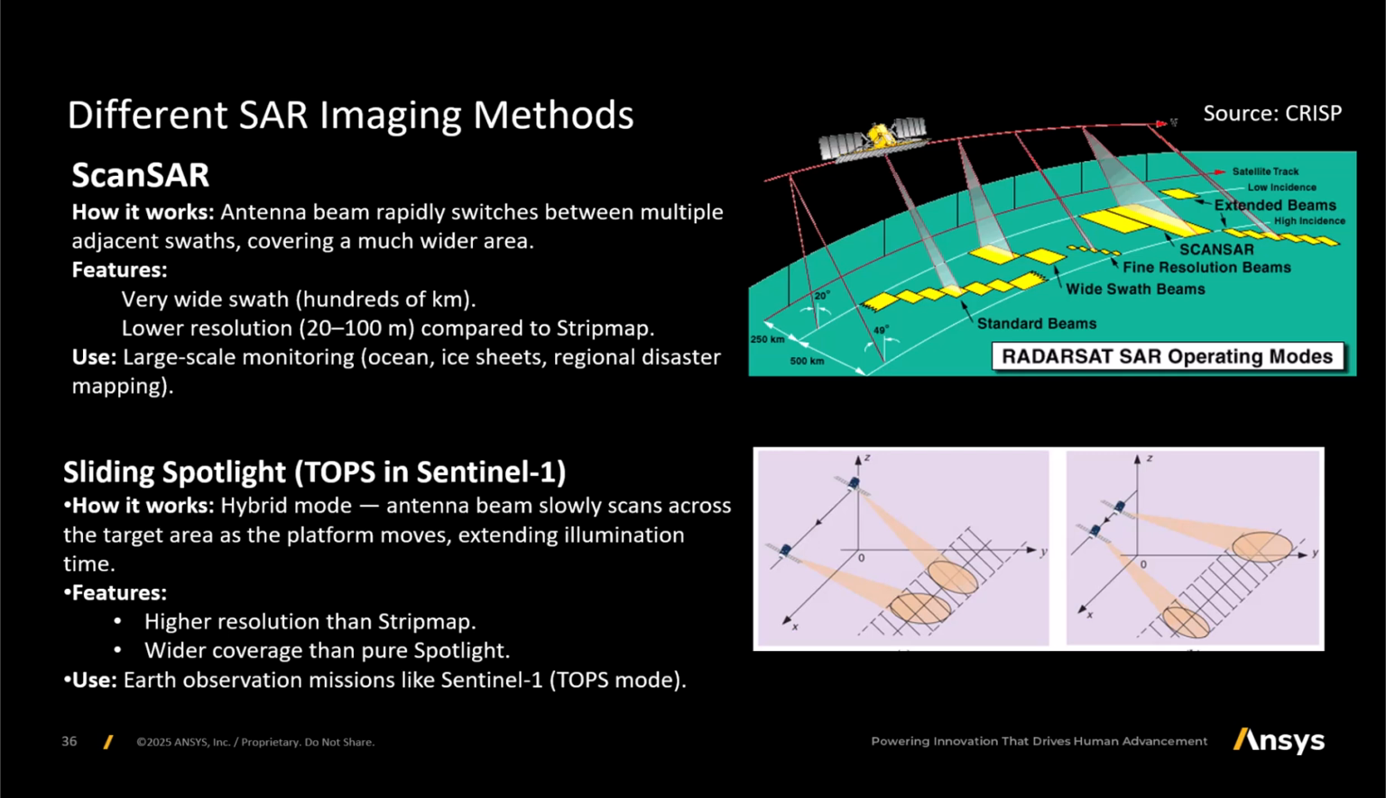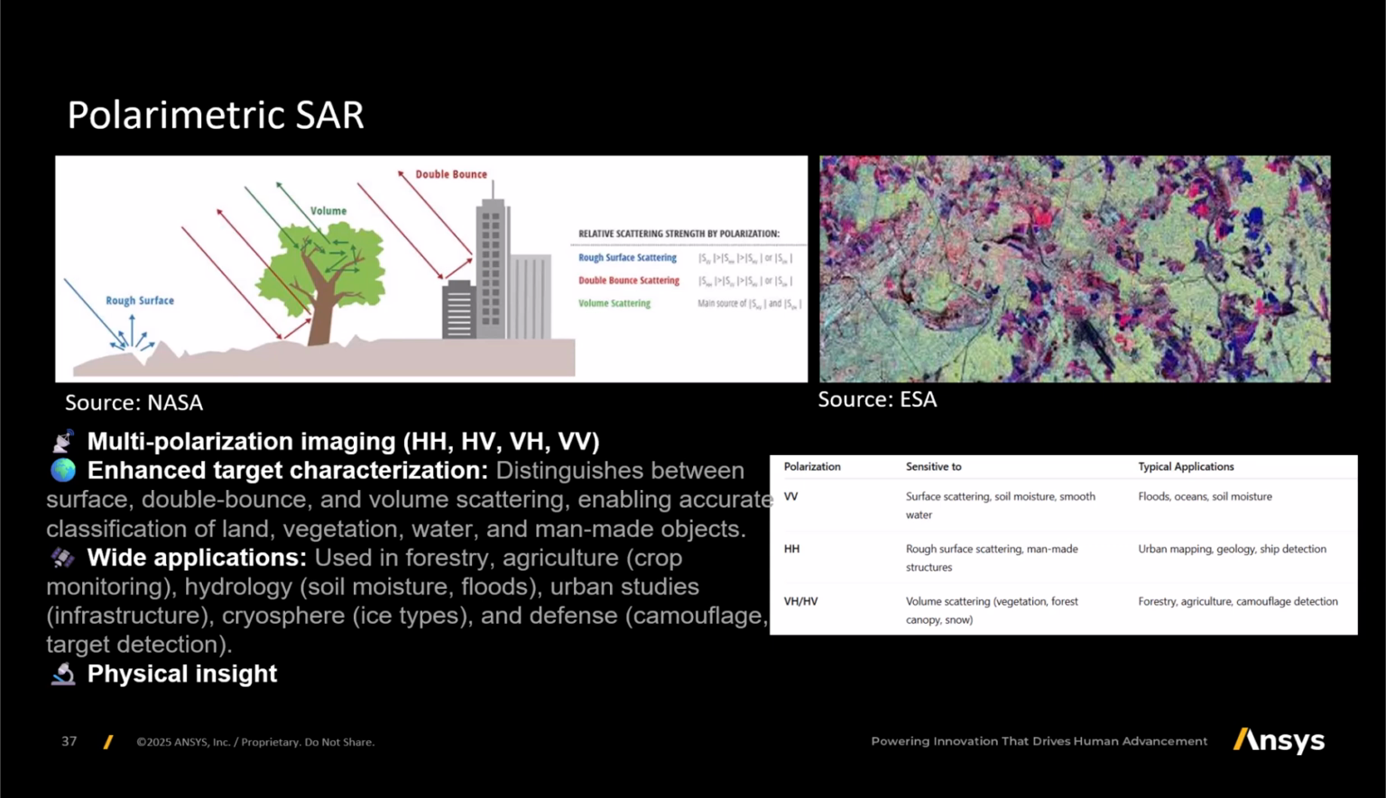Based on which kind of antenna you are transmitting with, whether you are transmitting horizontal or vertical polarization, and which antenna polarization you are receiving, you can generate these images and interpret a lot of things. For example, in polarimetric SAR, you may have different types of antennas. I can transmit vertical and receive vertical, transmit horizontal and receive horizontal, transmit vertical and receive horizontal, or transmit horizontal and receive vertical.